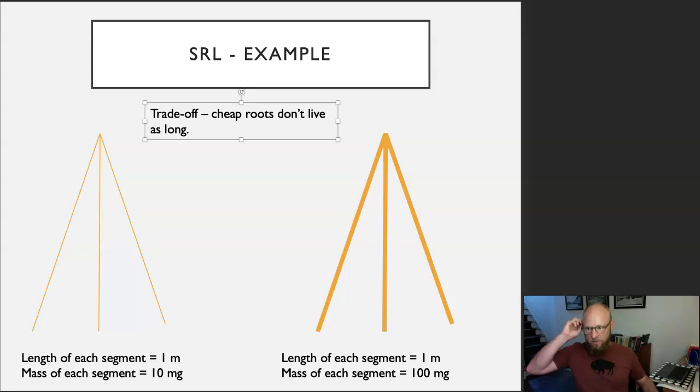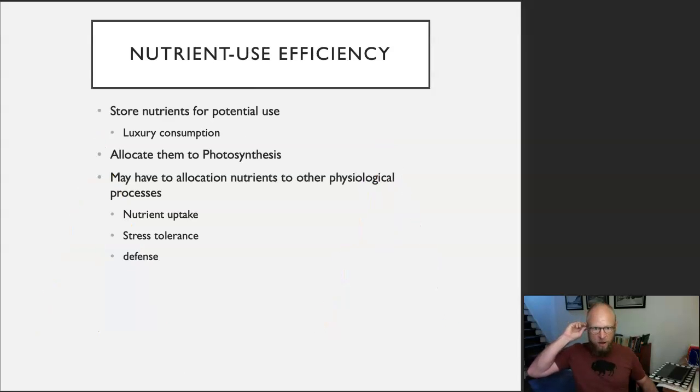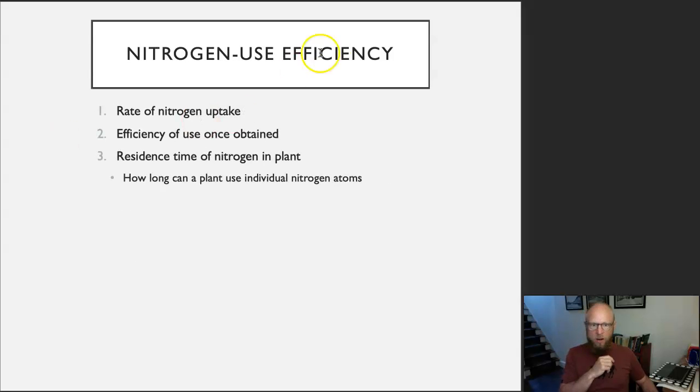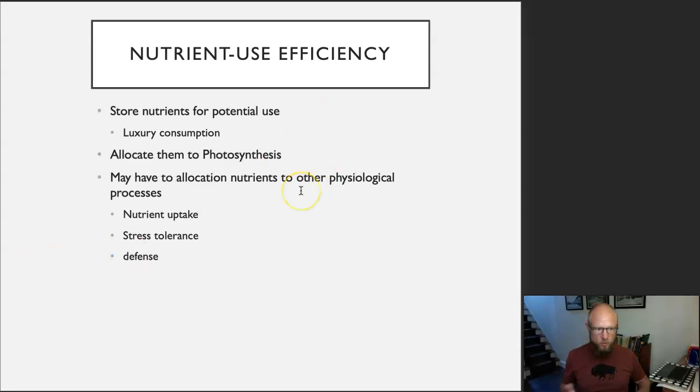Okay, so that's the first part of the nitrogen use efficiency, the rate of nitrogen uptake. The second one is the efficiency of the nitrogen, how it uses it for growth. So there's several different ways that plants can utilize the nitrogen once they take it up from the root system.